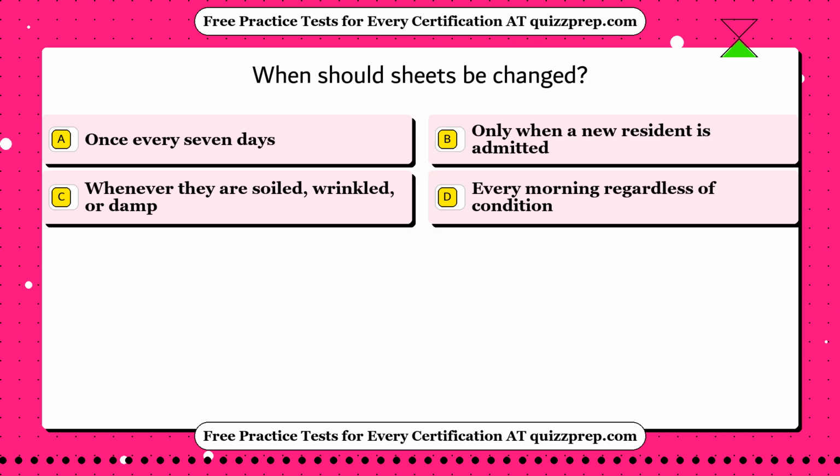Question 52. When should sheets be changed? Option A. Once every 7 days. Option B. Only when a new resident is admitted. Option C. Whenever they are soiled, wrinkled, or damp. Option D. Every morning regardless of condition.